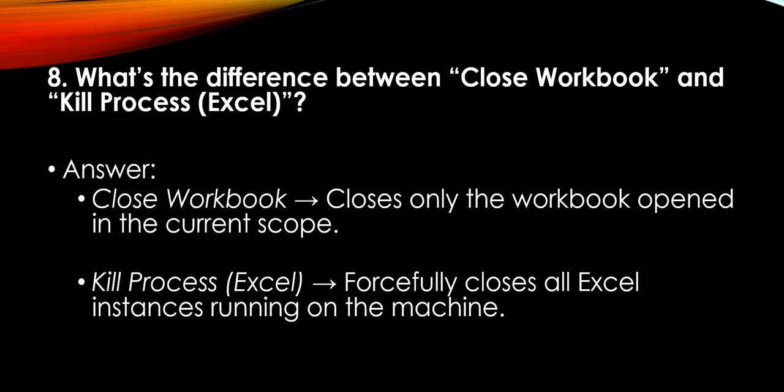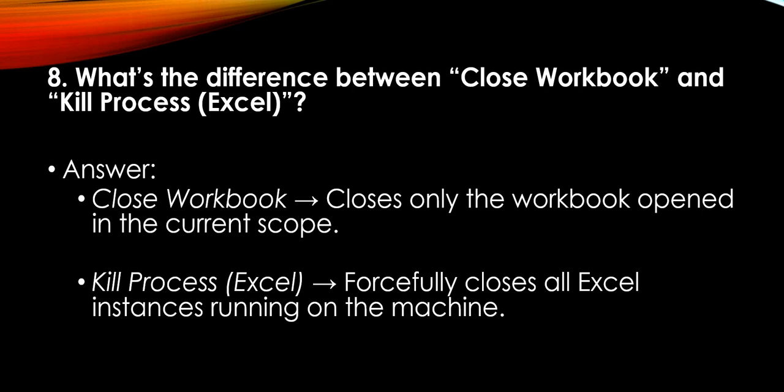What's the difference between close workbook and kill process? In kill process, we can mention Excel, right? So what's the difference? When to use which one? The answer is close workbook closes only the workbook opened in the current scope. Got it? Whereas when we use kill process, it forcefully closes all the Excel files, all the Excel instances running on the machine.